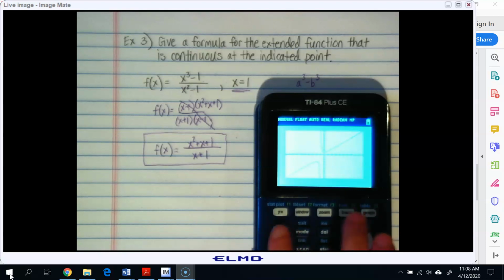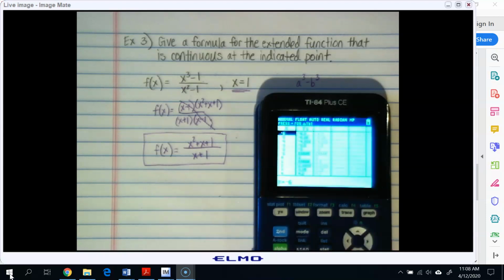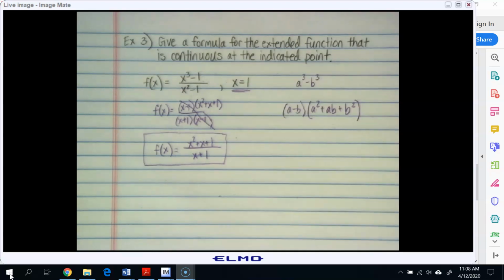But the way to really test it is I'm going to go into my table. And again, I know it's hard to see, so feel free to do this on your own. If I scroll to where x equals 1, I can see that in the original function it says error because it's a hole, but in the new function it actually gives a definition. All other points are exactly identical. That's the only one that we've changed by taking out the hole. So these are some nice ways to double check yourself as you're getting used to how these problems work. That's all the examples for today.